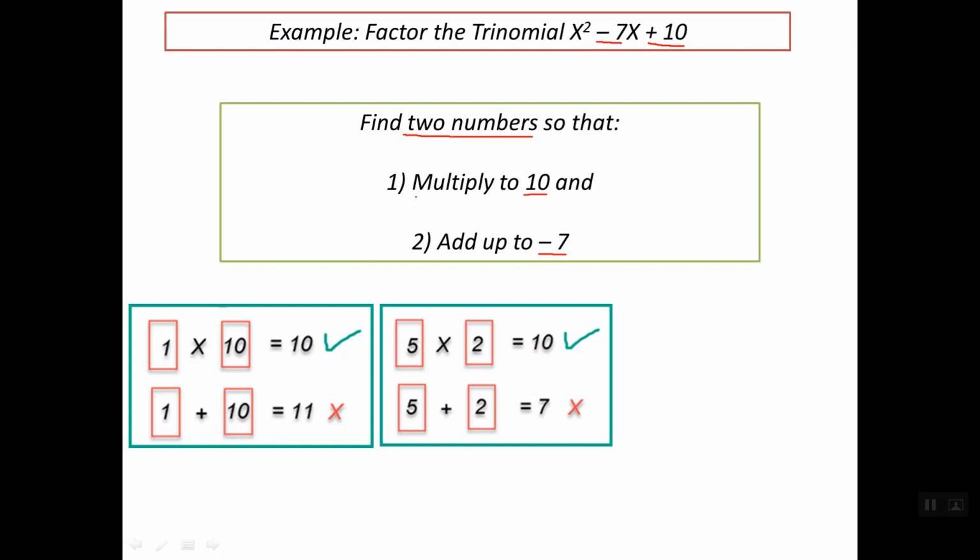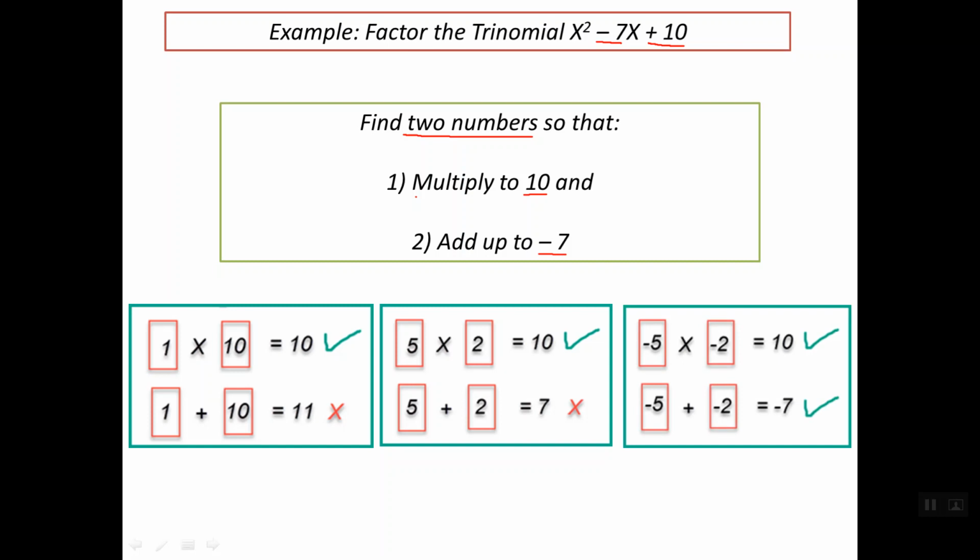If we try to choose the two numbers to be plus 5 and plus 2, plus 5 multiplied by plus 2 is plus 10. So the first condition has been fulfilled, while plus 5 plus 2 is equal to plus 7, not minus 7. So the second condition is not fulfilled.